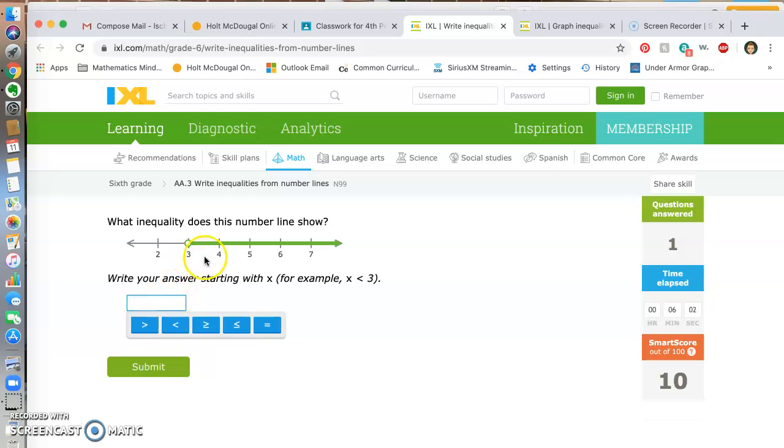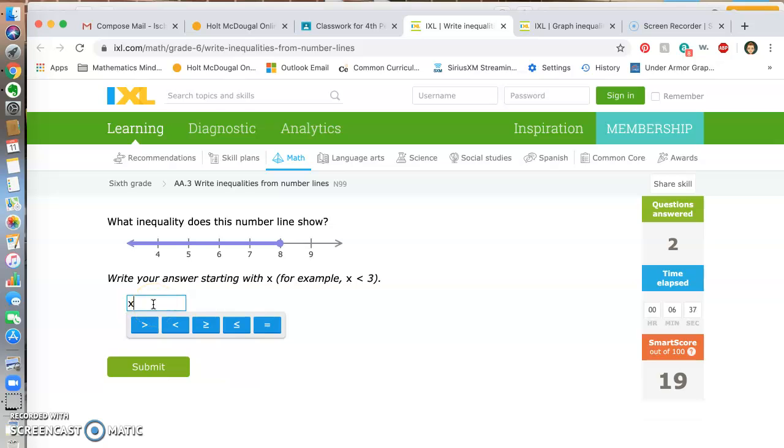What does this inequality show? Again, you start with X, and you have an open circle. So it's going to be, again, one of these two. And the numbers that are marked are bigger than 3, greater than 3. So again, we're going to use greater than, and then the 3 is the easy part. So X is greater than 3. The answer could not be 3, but it can be anything bigger than 3. 3.000001 could be the answer. Anything bigger than 3.